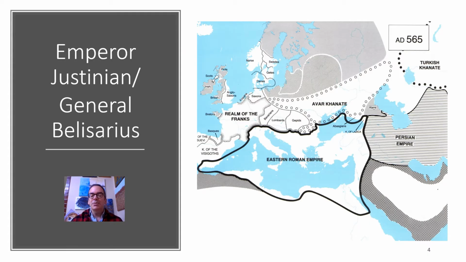Now, what Justinian wanted to do is to bring back the glory of the Roman Empire by trying to capture the West again. You're looking at a map of 565, and what Emperor Justinian ended up doing is sending out one of his great generals, Belisarius, to recapture the West.